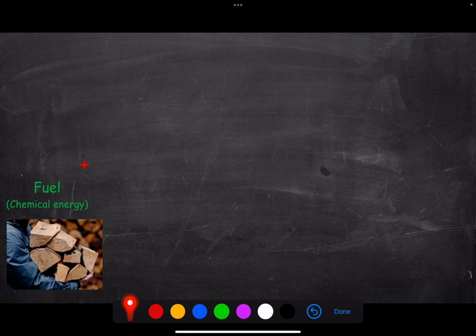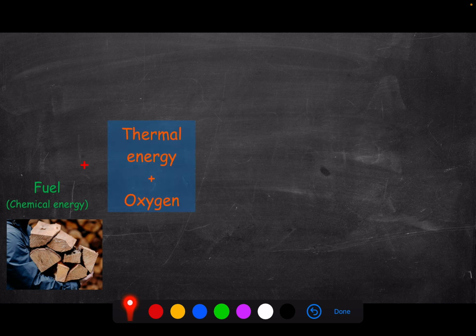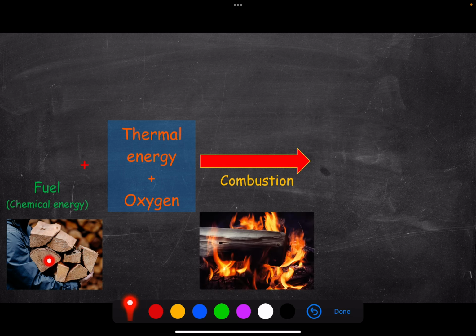Let's look at a combustion reaction as a whole now. For any combustion reaction to occur, you first need a fuel, which is rich in chemical energy, right? So it has chemical energy just waiting to be tapped into and released as heat and light. And then when I add thermal energy and oxygen, next thing you know, I have a combustion reaction. Once I have the fuel, the thermal energy, and the oxygen, combustion can take place, and so my wood will catch on fire and will begin to burn.